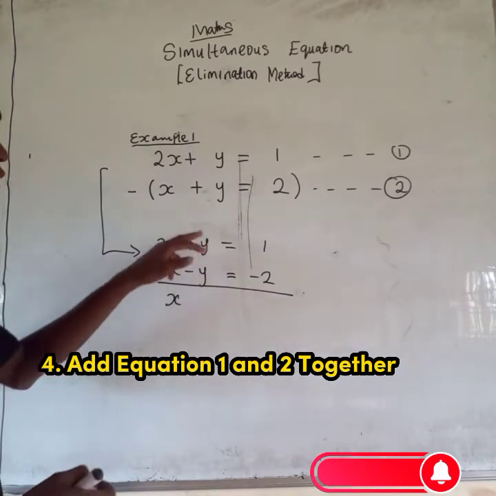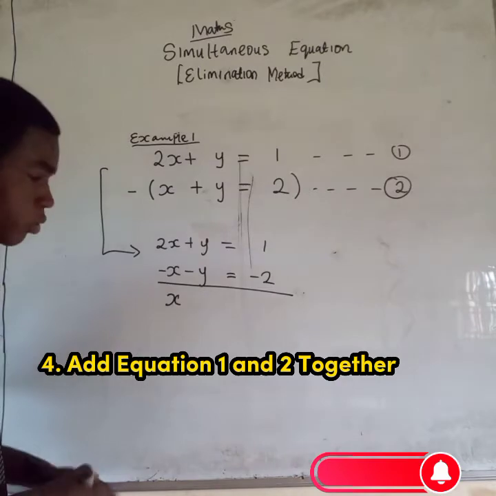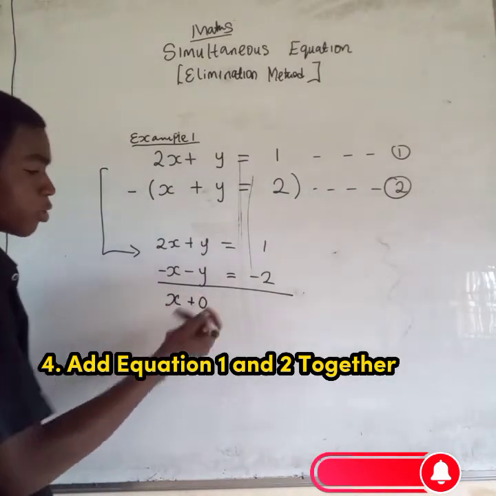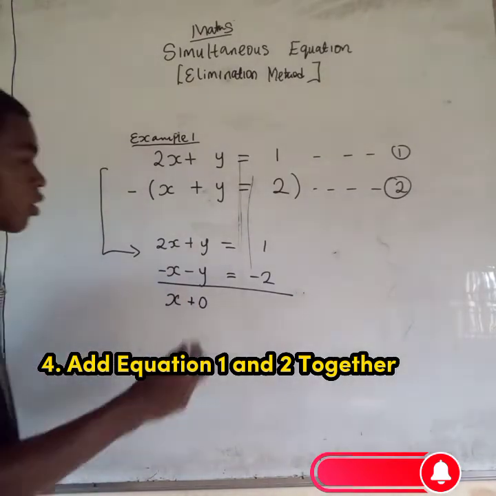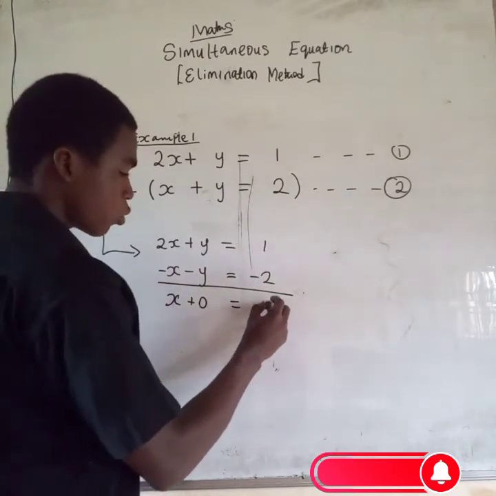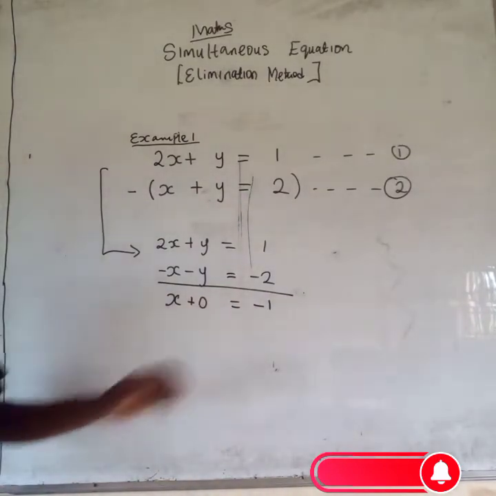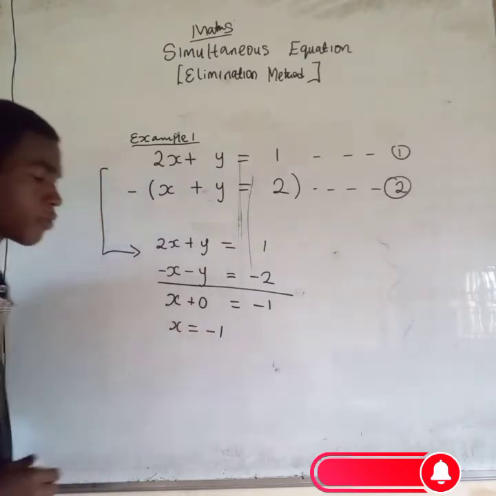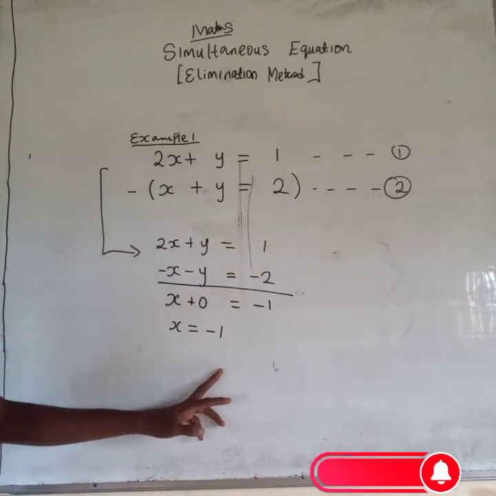This is what we wanted to achieve, and we have achieved it. y minus y is what? 0. So this becomes what? 0. So I can, if I like, put plus 0, but all the same it becomes 0. Equal to 1 minus 2 is what? Minus 1. So you discover that this equation will have x is equal to minus 1. So we have gotten the answer for x, right?